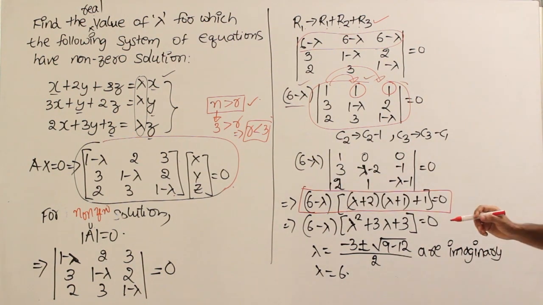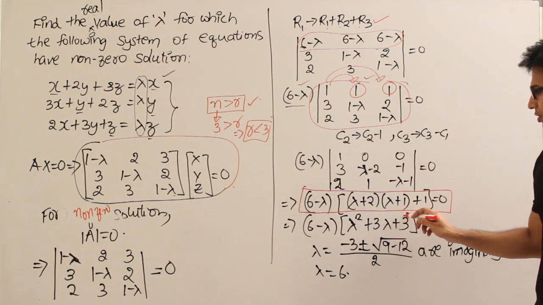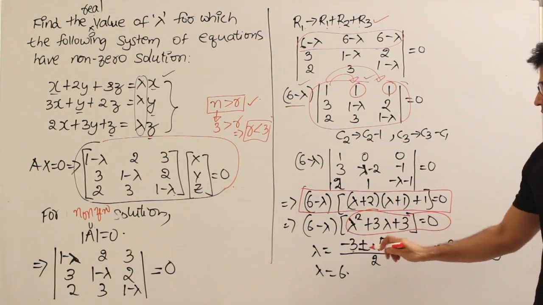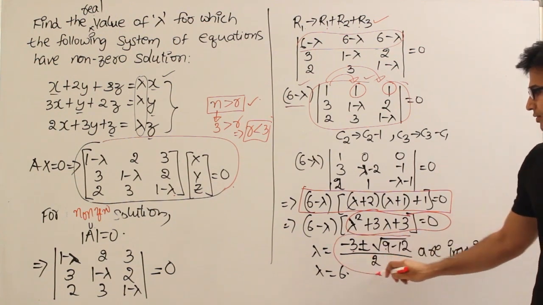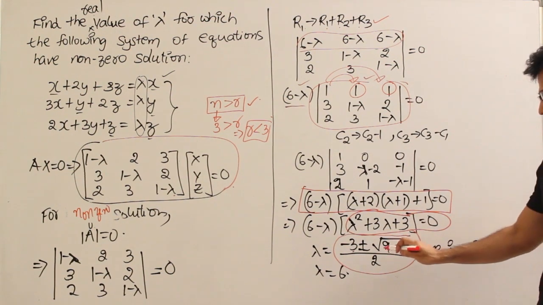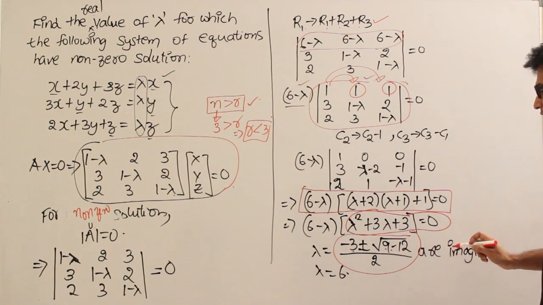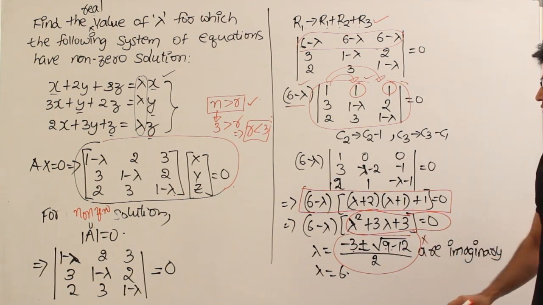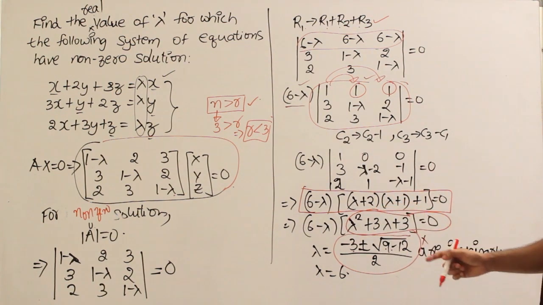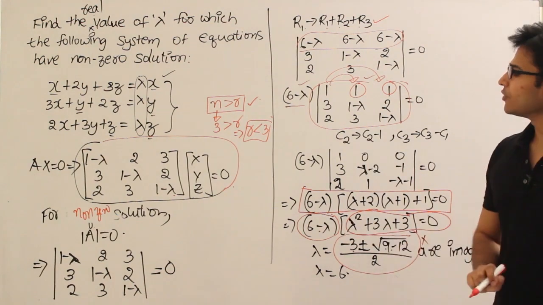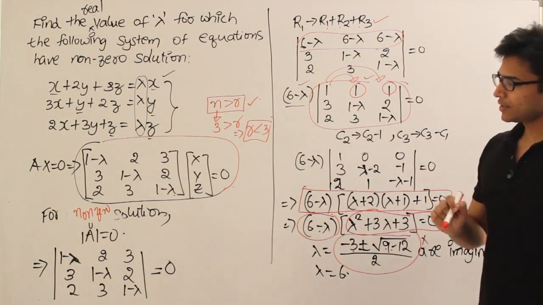right? So now if you see this, in order to solve this equation, the roots are going to be this one, which are imaginary. See this, 9 minus 12 is root of minus 3, which is nothing but root 3i, which means they are imaginary, so we are not going to take these roots. What is the other value of lambda for which this determinant can be 0? Lambda is 6. So whenever lambda equal to 6, the value of this determinant is going to be 0.